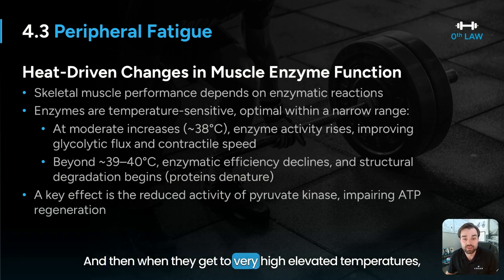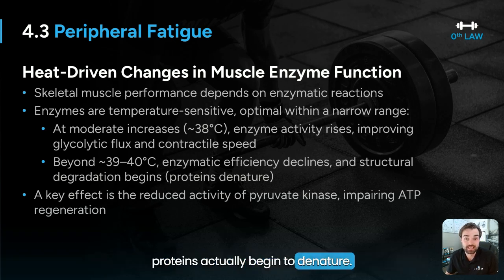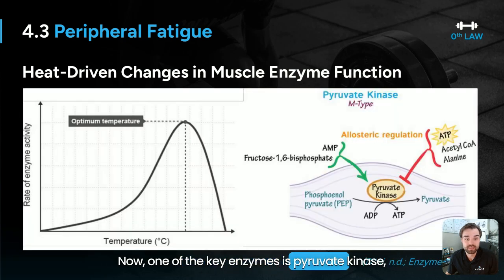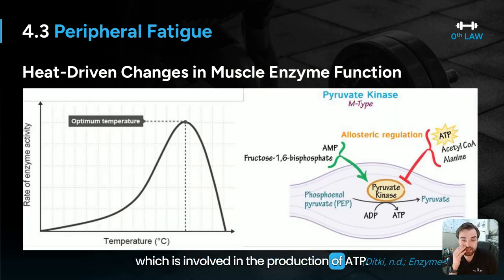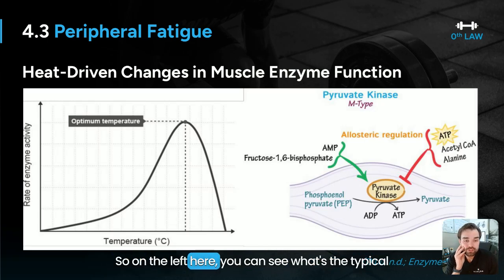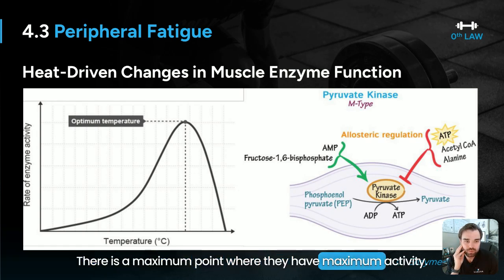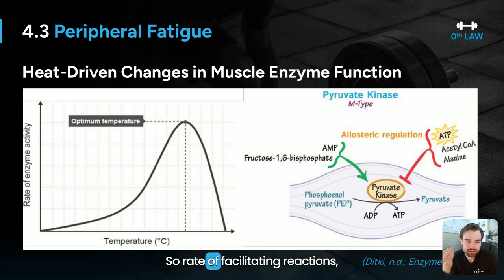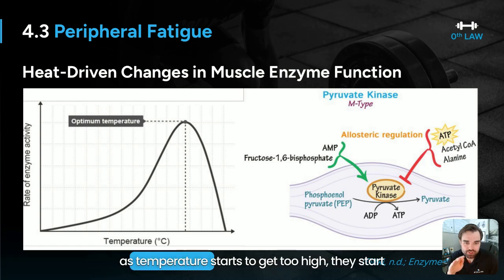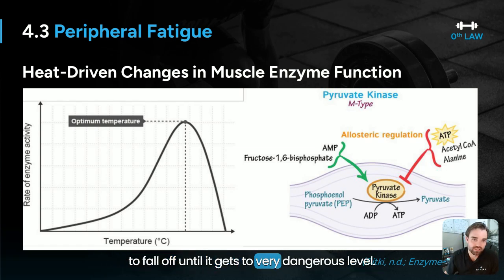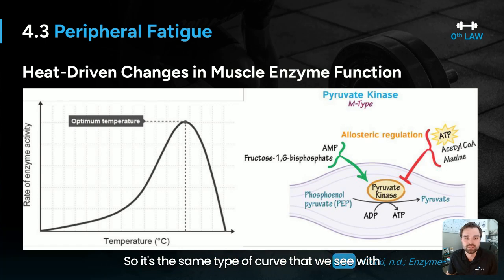Now, enzymes are proteins, they're made of amino acids, so as temperature rises, their efficiency starts to decrease. And then at very high temperatures, proteins actually begin to denature, so they have severe problems in performing what they do. One of the key enzymes is pyruvate kinase, which is involved in the production of ATP. On the left here, you can see the typical chart for optimum temperature. Enzymes follow a curve. There is a maximum point where they have maximum activity, the rate of facilitating reactions. As temperature gets too high, they start to fall off until it reaches very dangerous levels. It's the same type of curve that we see with human performance in general and core temperature.